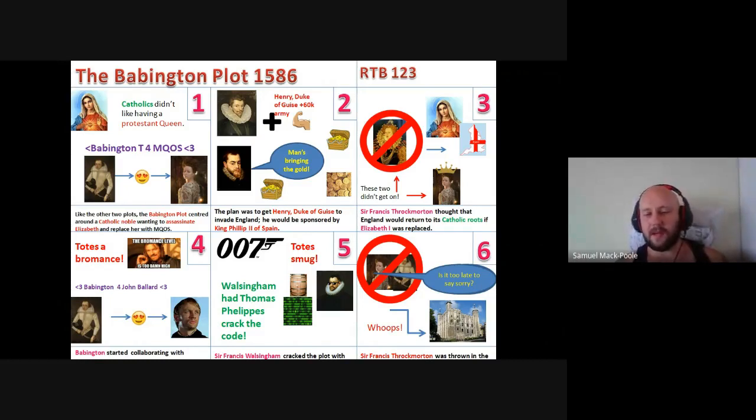So how did this plot get uncovered? Well, this man, Walsingham, he's a very effective spymaster. He's a very significant individual on this course. He's a devout Protestant, and he detested Catholics. So he's very passionate about his work in defending Elizabeth. And so what he does, he has a network of spies, good old-fashioned spying. So, for example, he would have double agents, people that pretended to be on the side of rogue Catholics. So he would pay them good money to do this.